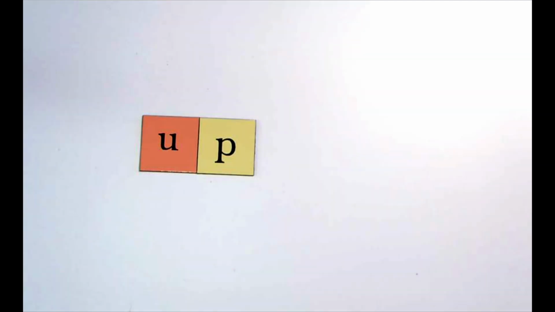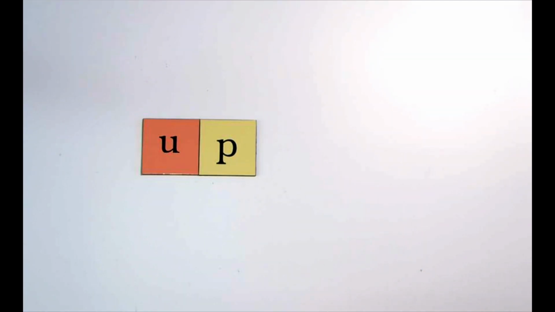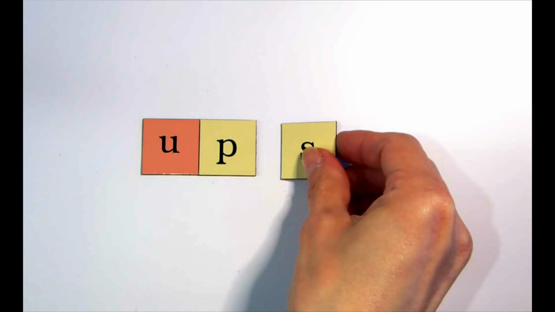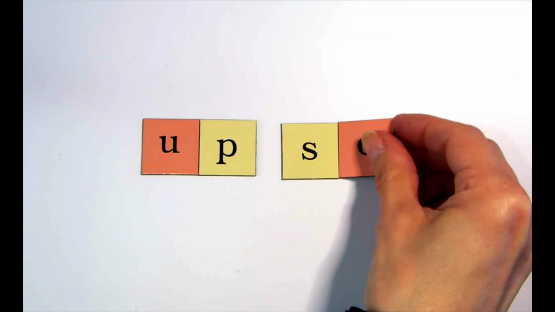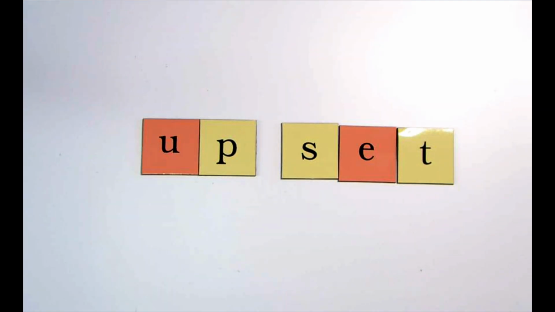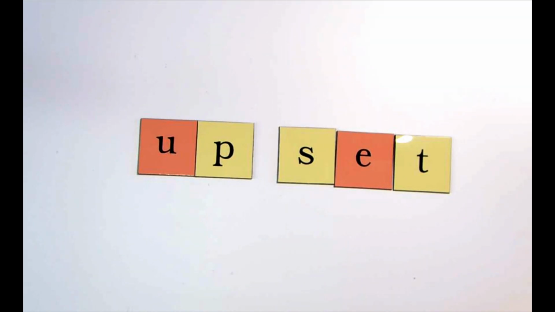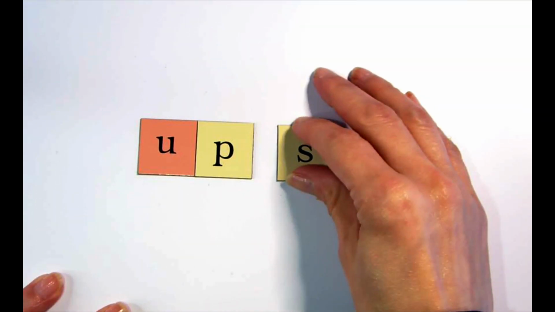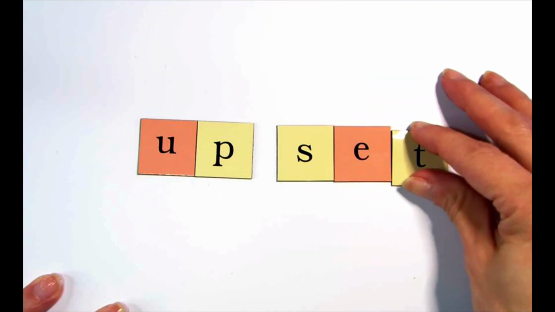Let's build set. Let's tap it. Set. So now we have a two-syllable word. Upset.